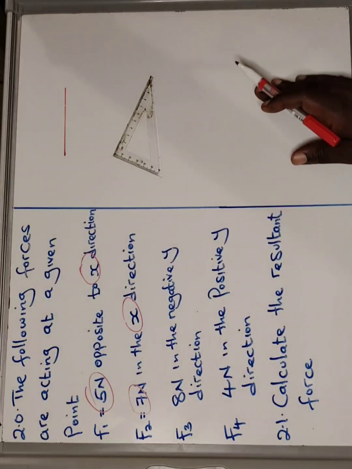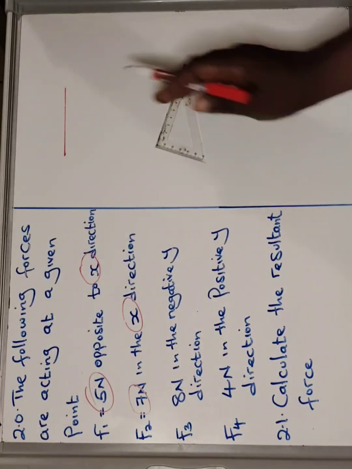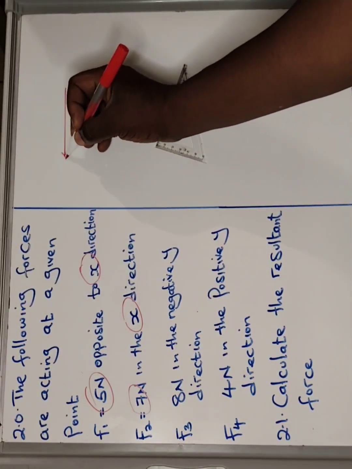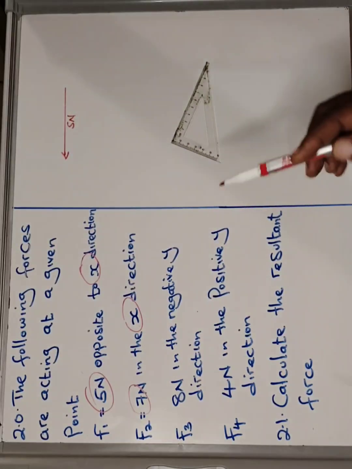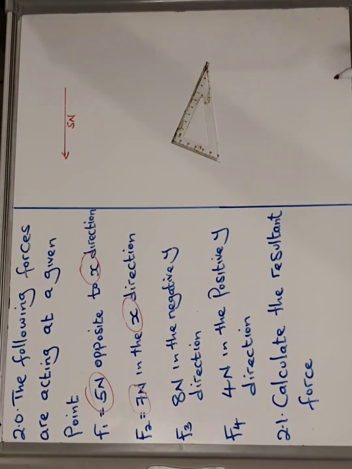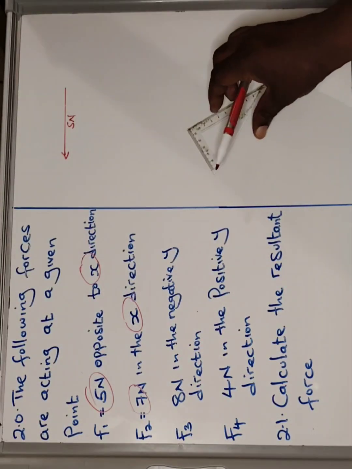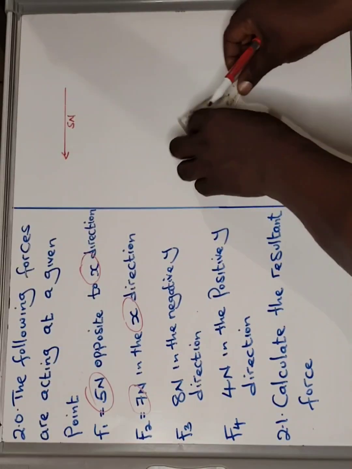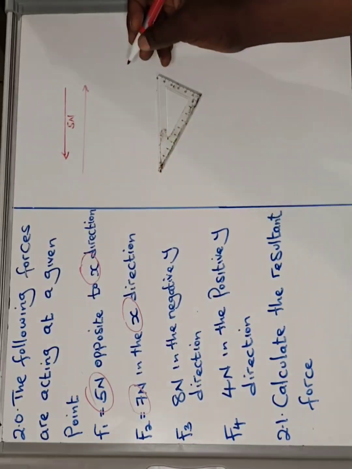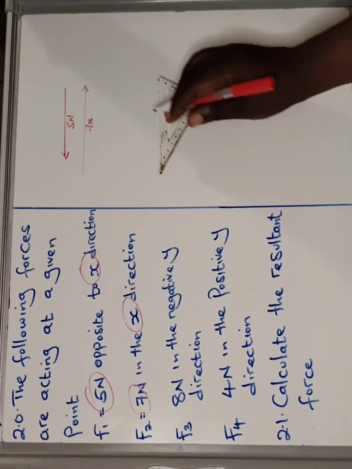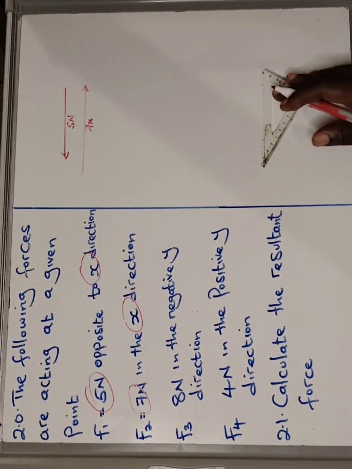And they said 5 is opposite. So let us assume this one is 5. Remember, the plane goes to the right, so opposite must be like that one. So 7 is in the same direction, and that's our 7. Okay, those are represented. Let's look at the y.